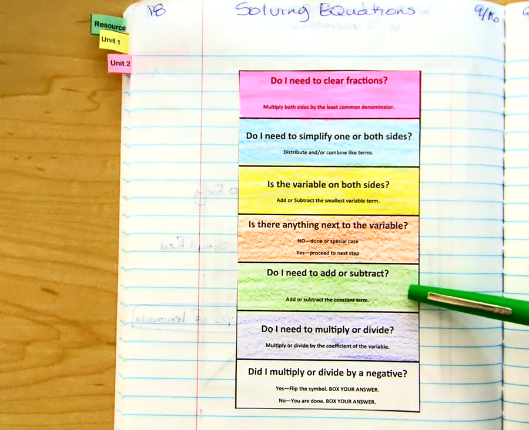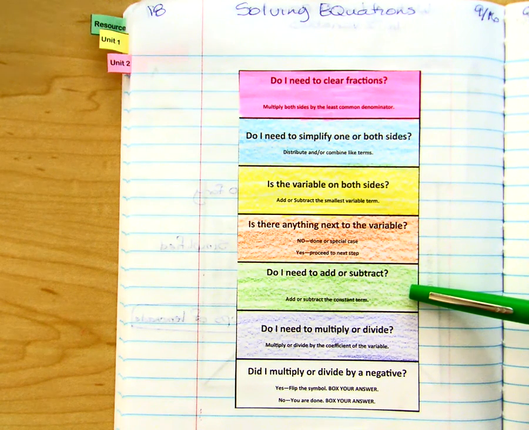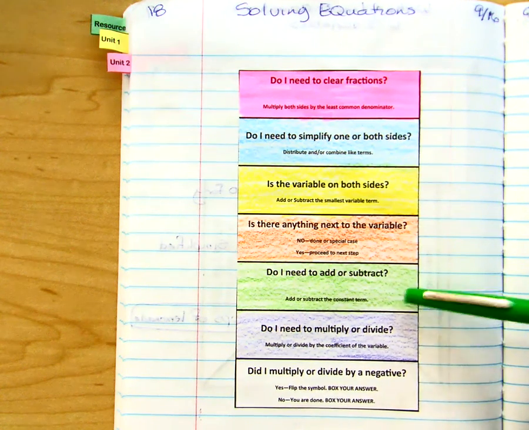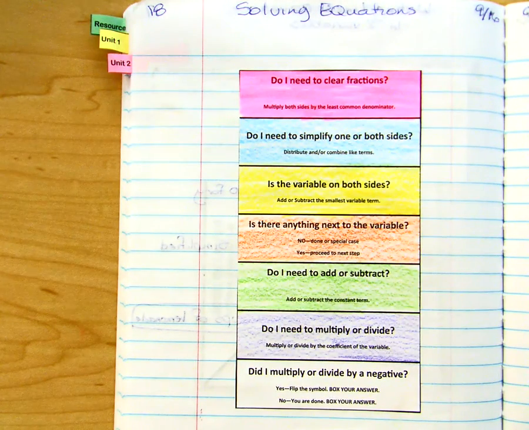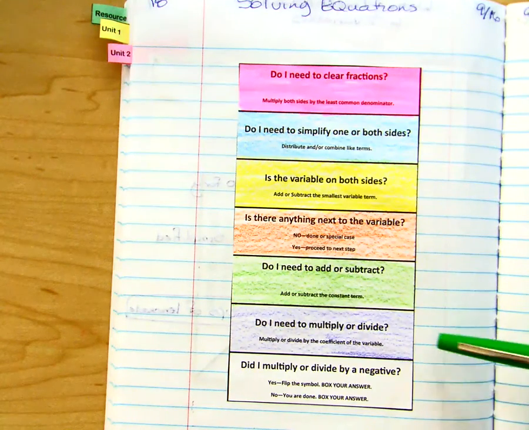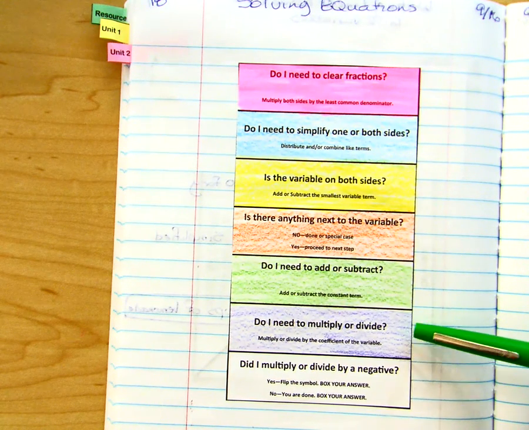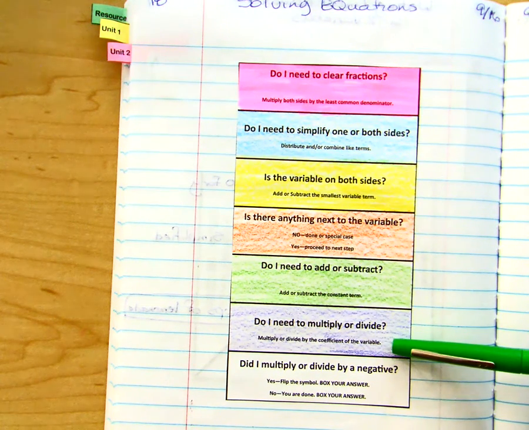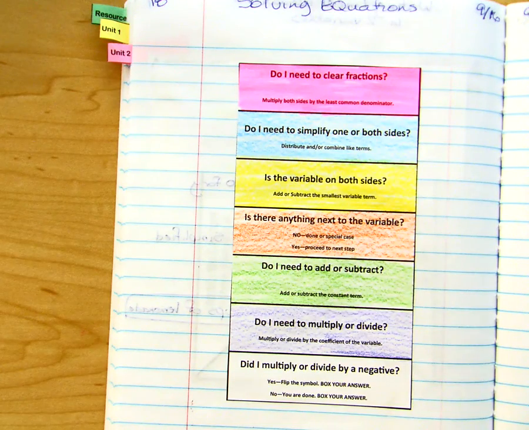So let's say that we did have some numbers next to the variable. Then the next thing we do is we look to see if we can add or subtract to make that constant term go away. Is there a constant term? If so, add or subtract it. And then finally, is there anything being multiplied by the variable or being divided by the variable? In that case, you're just going to look at that coefficient and decide whether you need to multiply or divide to get rid of that.